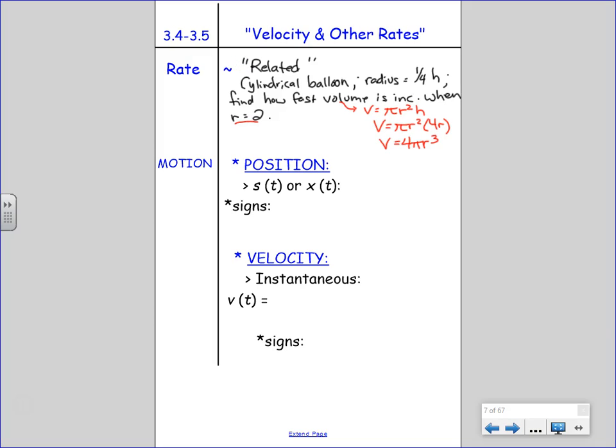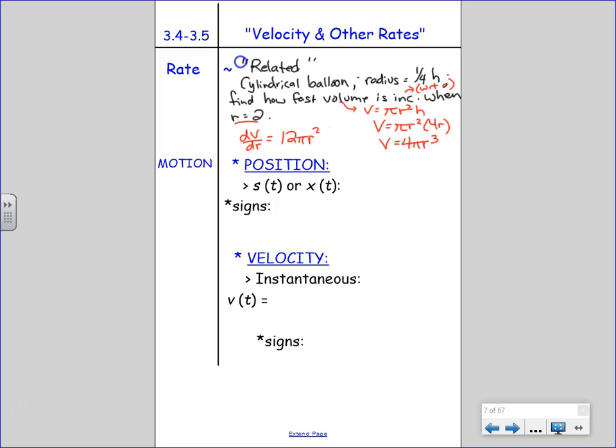And then 4 pi r cubed. And then I could find a dV derivative, dr of 4 pi r cubed, or 12 pi r squared. With respect to radius, sorry. You don't have to do it with respect to time, we'll do it with respect to radius. So we can say dV/dr is equal to 12 pi r squared, right?